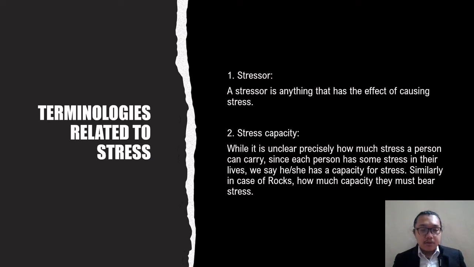Terminologies related to stress. We have three terminologies. The first one is stressor. A stressor is anything that has the effect of causing stress. The second one is stress capacity. While it is unclear precisely how much stress a person can carry, since each person has some stress in their life, we say he or she has a capacity for stress. Similarly, in the case of rocks, how much stress capacity they must bear.